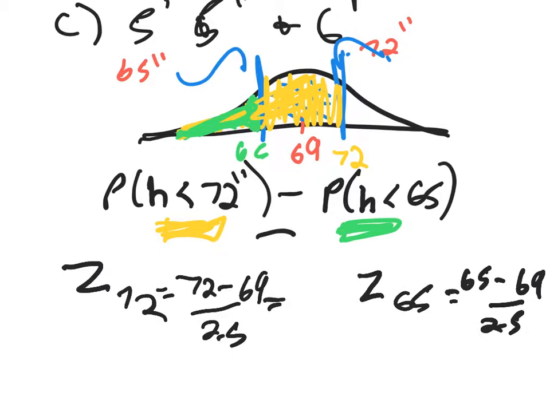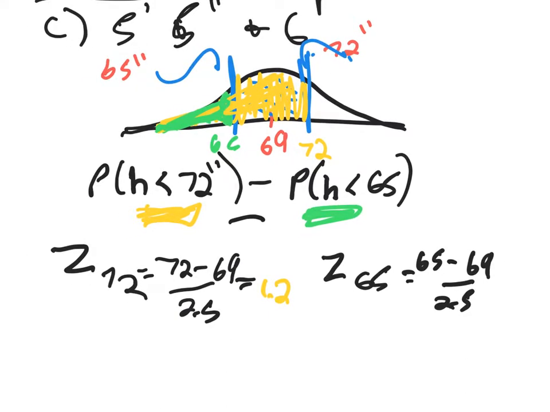What's that z-score? Should be positive. 1.2. We've already done that one in another problem. The other one? Negative 1.6. It should be negative. Negative 1.6. That one we have not done.